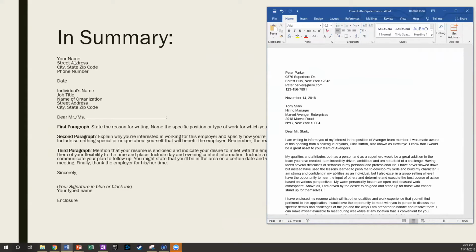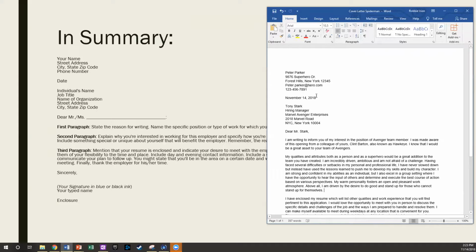So your personal name info. We're going to call him Peter Parker. This is where he lives, obviously on Superhero Drive. I made all this up, and I know it's probably really corny, but I did my very best. Forest Hills, New York, Peter Parker at hero.com, and there's his phone number, okay? So all of his information's up here. So the second the employer reads his letter and is like, oh my gosh, I need to hire this guy, he knows exactly how to get in touch with him.